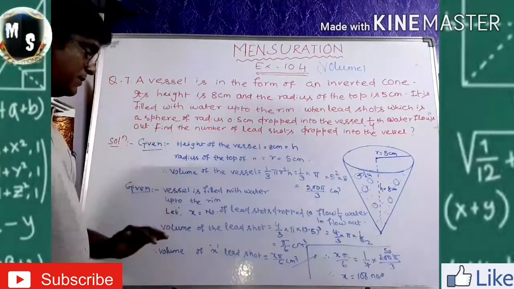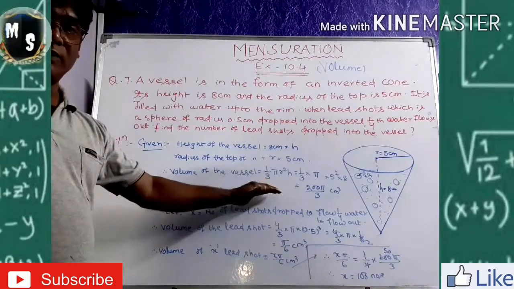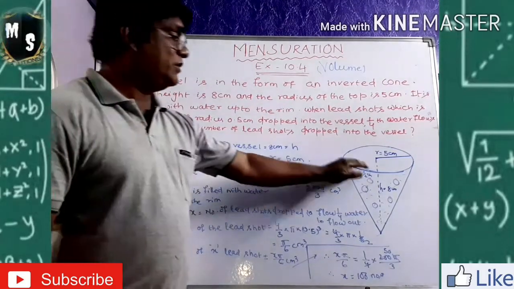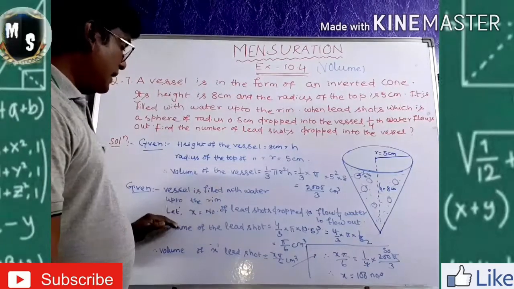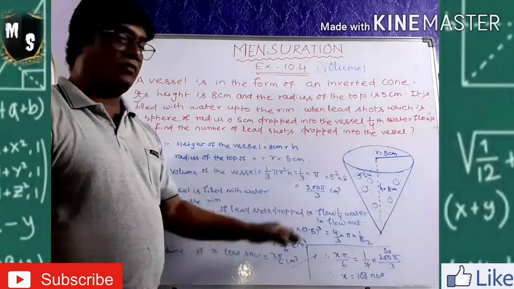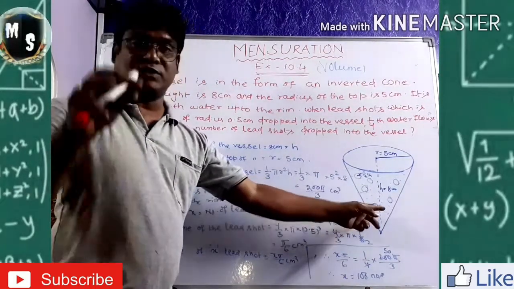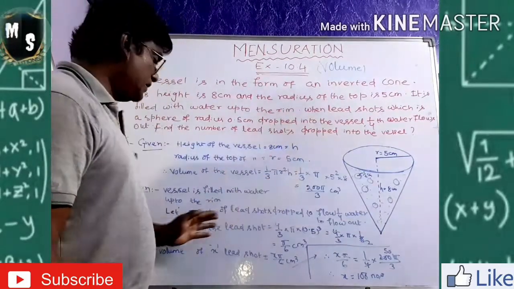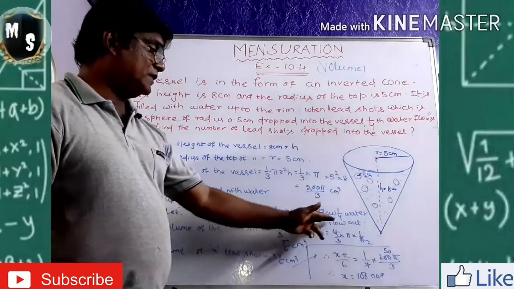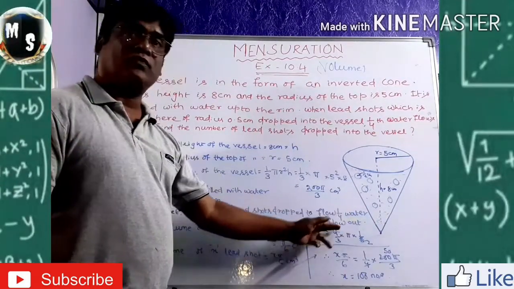Now what is the next given? The vessel is filled with water up to the rim. Understood now? Let x be the number of lead sources to be dropped. I don't know how many lead sources I will drop to make 1/4 of the water flow out. So let the number of lead sources be x, to make 1/4 of the water flow out.